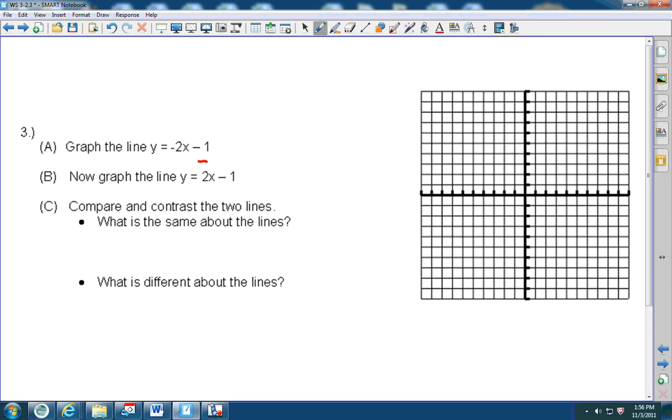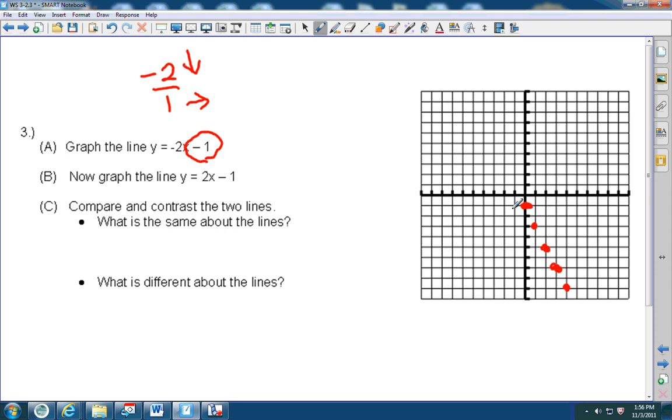All right, well, let's graph. We've got negative 1, the y-intercept. I'm going to put a dot right there. The slope is negative 2, which is negative 2 over 1. It tells me to go down 2 to the right 1. So I'll start here and go down 2 to the right 1 and put a dot. Down 2 to the right 1, put a dot. Down 2 to the right 1.